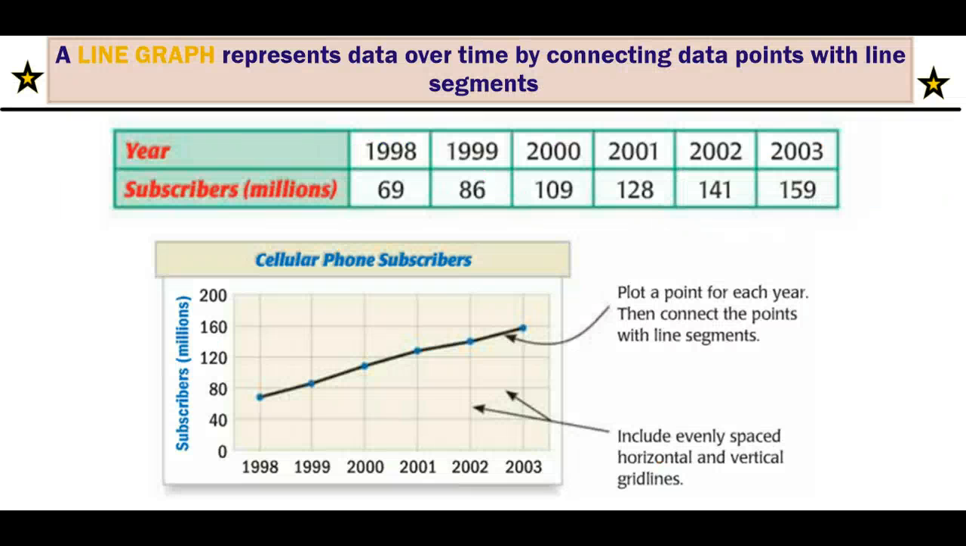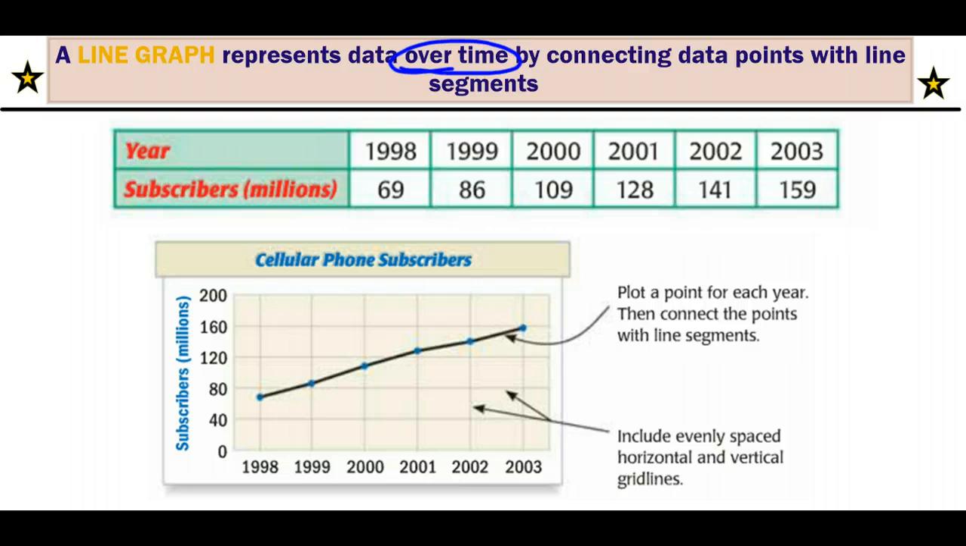And so go ahead and pause the video and write the definition of a line graph up in the top between the stars. The line graph represents data over time by connecting data points with line segments. And so the key point of that, once you've paused and come back, is that it's often data over time. It's tracking trends over some amount of time.